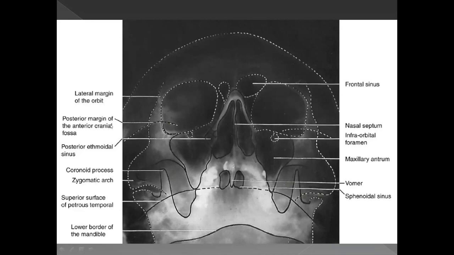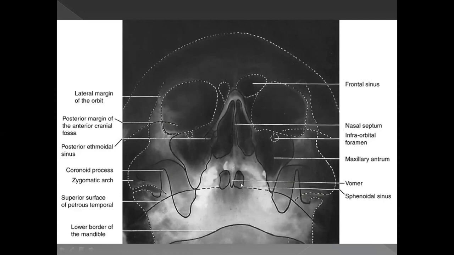You also have the posterior margin of the anterior cranial fossa, but again, I would suggest that you just stick to interpreting the anterior parts of the face instead of focusing on the cranium in this, because it's not a very clear area for you to see. Anyhow, here you also have the coronoid process over here, and here is the condyle. This is the zygomatic arch over here. Again, you have the lower border of the mandible, which you can see over here.